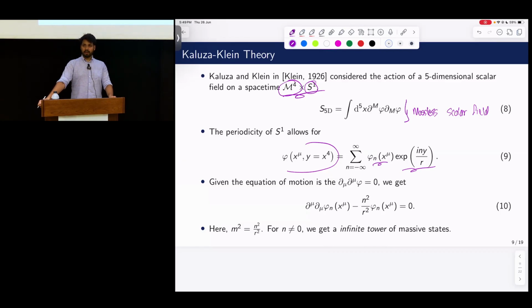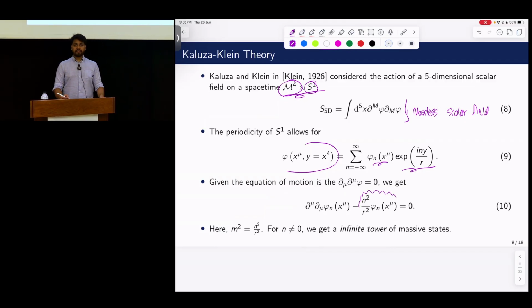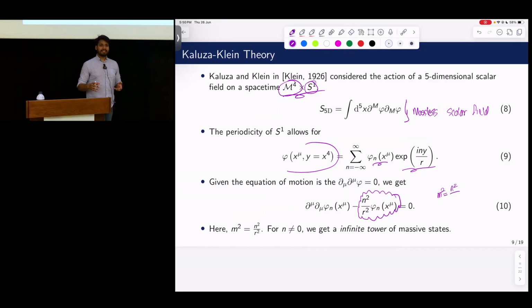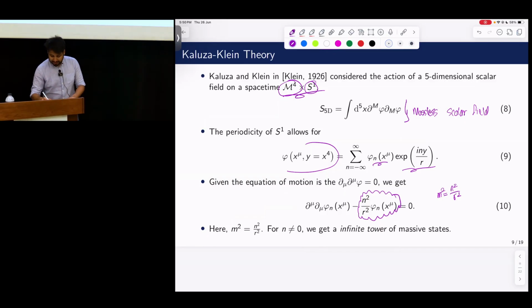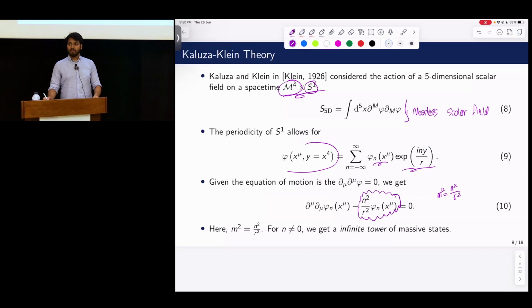Now, we of course have the very famous box equation, d mu d mu phi, if you consider it to be equal to 0, which is going to be the general equation of motion for a Klein-Gordon equation. What you find is this additive term. Effectively, your mass squared, your mass term, is being contributed by this extra manifold that you considered, extra kind of space-time, S1, where it is compact.